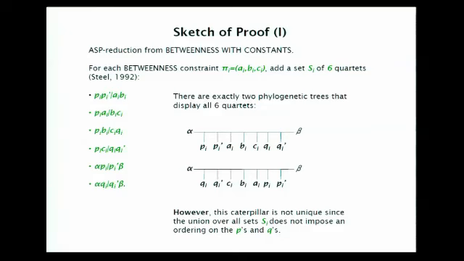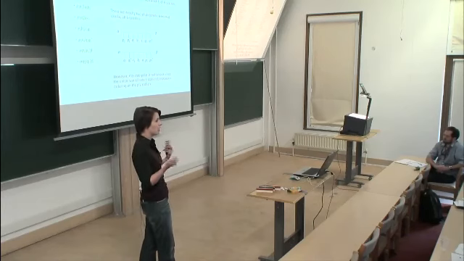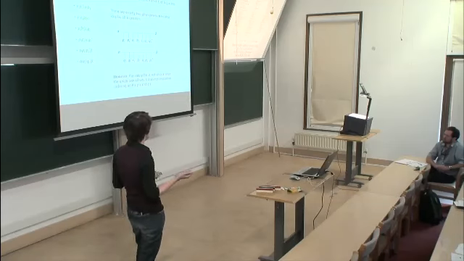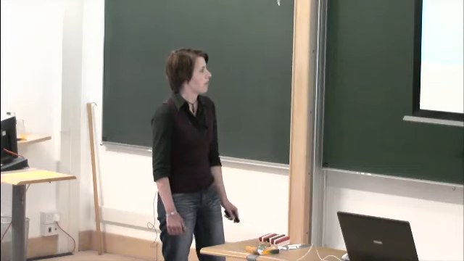So this is in fact bad news for us because we want to get an ASP reduction, so we need this bijection between the 2 solution spaces. So if we are given a betweenness ordering, we want to come up with a single tree. And this is, with that, not possible. So we need something more.